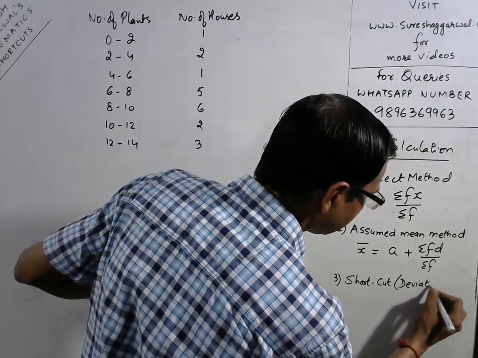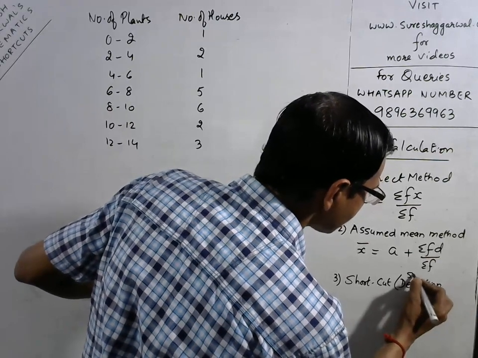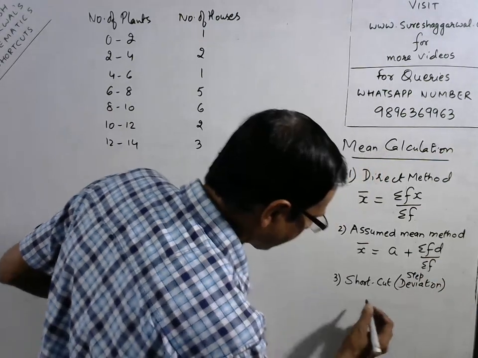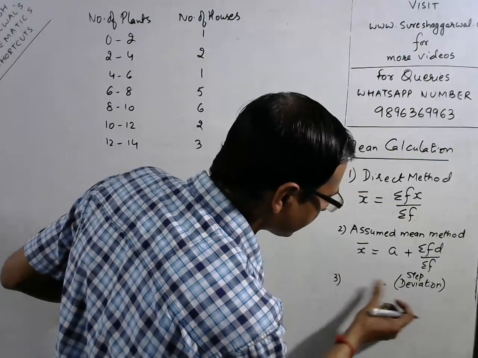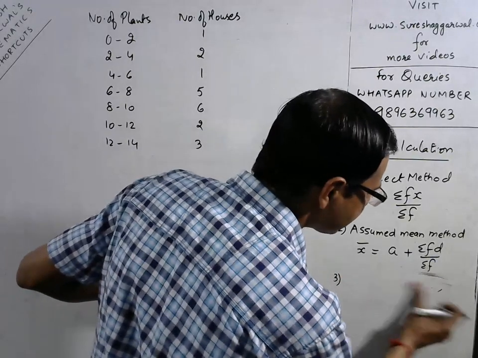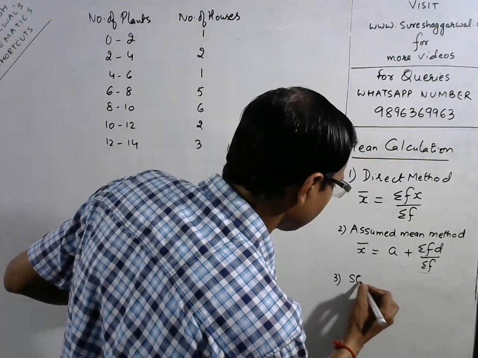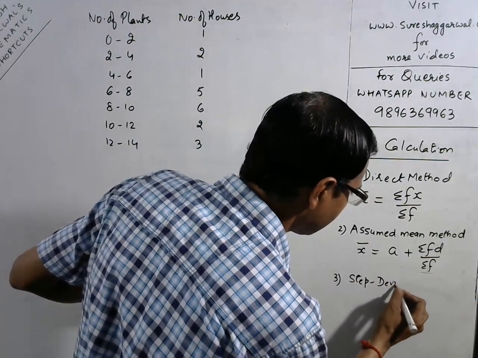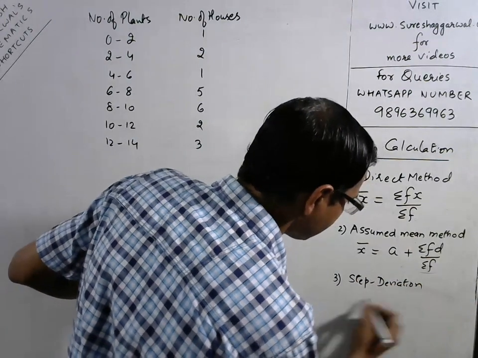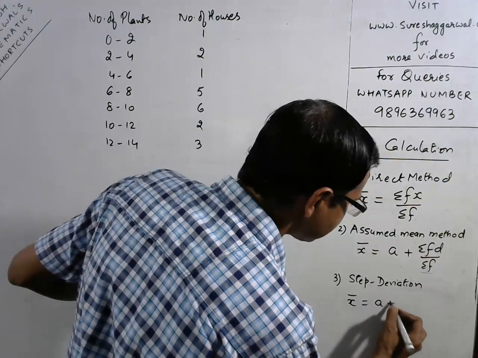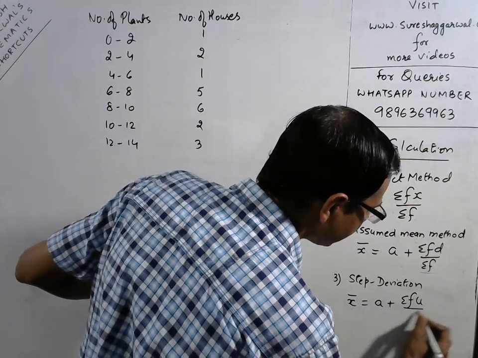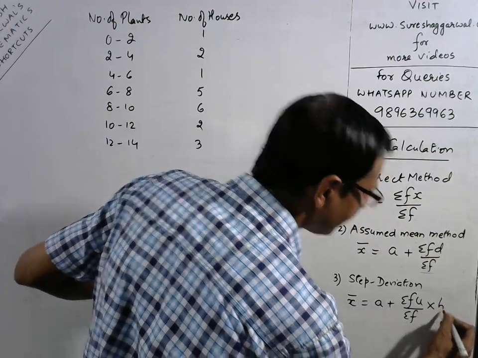Deviation method. It is also called step deviation. Let me not write shortcut because it's a raw term. Let us write step deviation only. Step deviation. So x bar is calculated as a plus sigma f u upon sigma f into h.